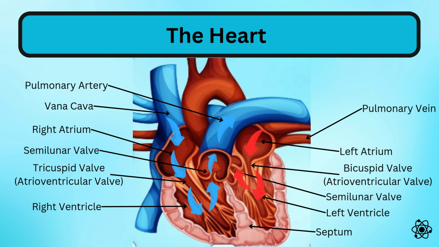The thicker muscle walls of the ventricle contract strongly to push the blood forcefully through the semilunar valve into the aorta. This is the aorta. It is a blood vessel that carries oxygenated blood away from the heart all the way around the body.